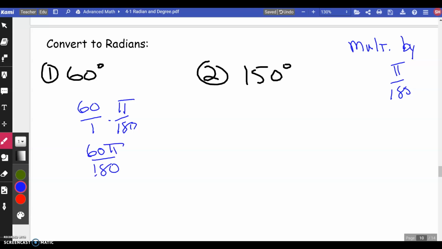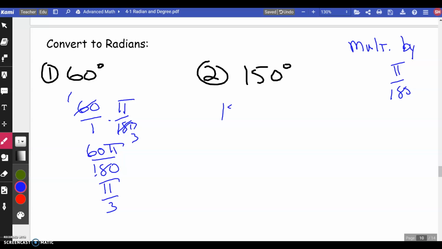Okay, so how do we reduce that? Well, you know, the zeros can cancel out. 6 over 18. This becomes pi over 3. You could also do it back here. You can go 1 and 3. It's pi over 3. So again, you might want to pause and try this one.